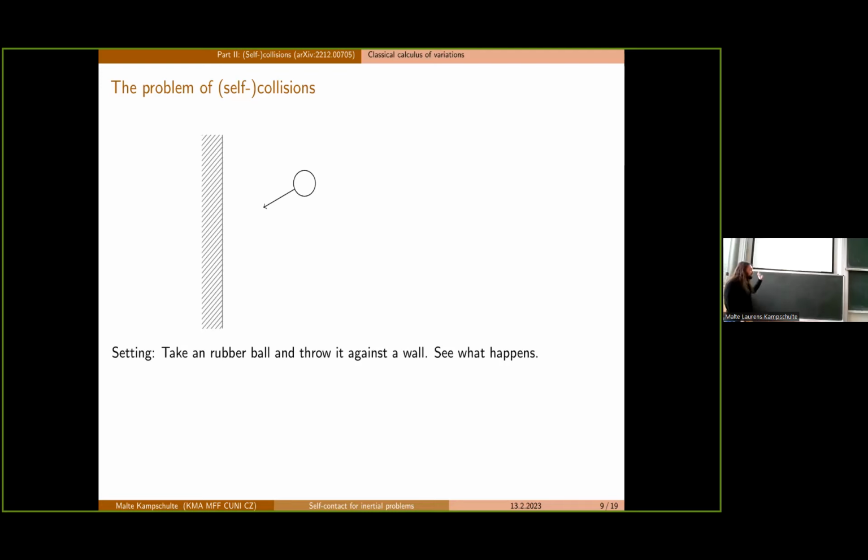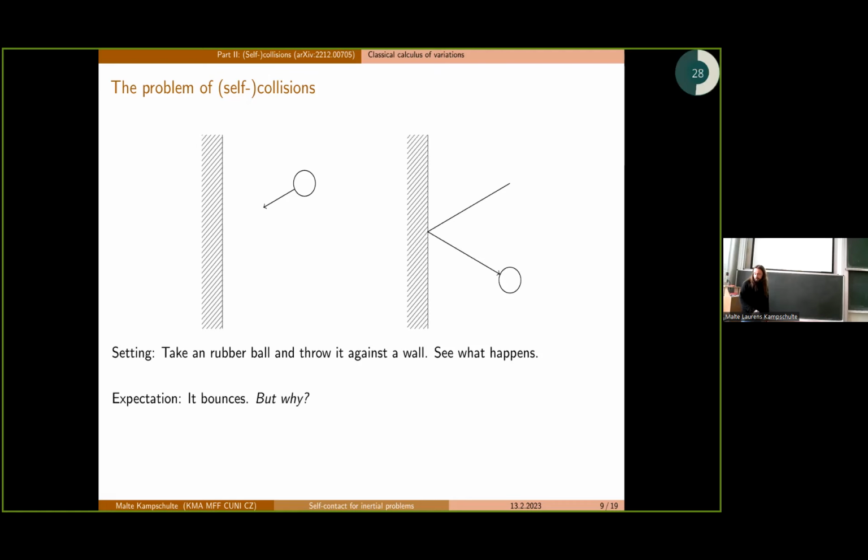Or you can have some fixed obstacle, and then you throw it against the obstacle. It should bounce back if it's elastic enough. We learned this in school. But then the thing which sparked the initial discussion is, you learn in school that it bounces back, like the rubber ball bounces if you throw it against the wall.